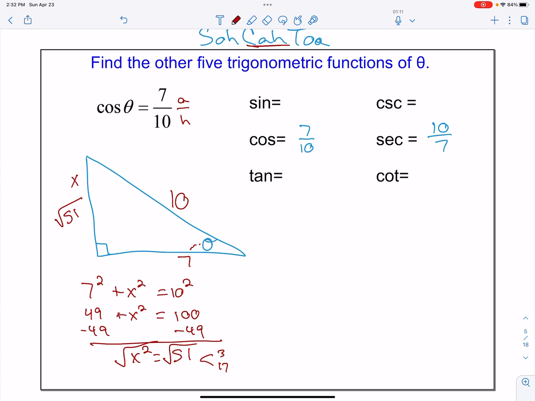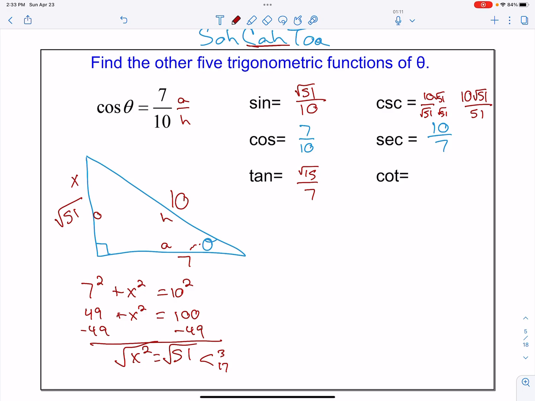Okay, so then sine is opposite over hypotenuse. Sometimes people like to label these O, A, and H, so it might be a little bit easier to do these problems. Sine is opposite over hypotenuse, so root 51 over 10. Tangent is opposite over adjacent, so root 51 over 7. And then we need to flip all of these. So 10 over root 51. Uh-oh, we need to rationalize the denominator. Multiply the top and the bottom by root 51, so we get 10 root 51 over 51, which cannot be simplified, so that would be your simplified answer.